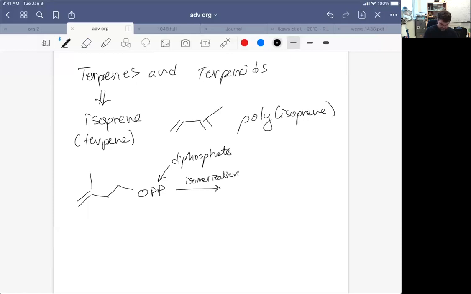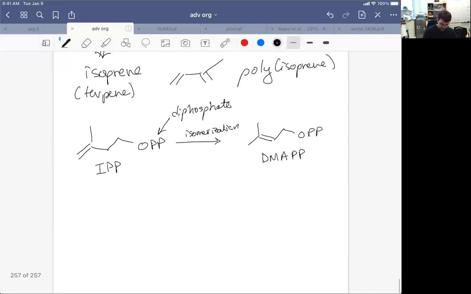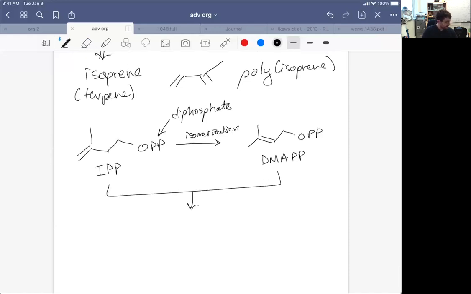So we can start with isopentenyl diphosphate, IPP. This can isomerize to this internal alkene structure, still with the OPP. And this is dimethylallyl diphosphate. Okay? All right, so these two things are actually going to react together to make an oligomer. And so the oligomer is going to have several carbons. If you notice, we don't have any other heteroatoms in this polyterpene unit.